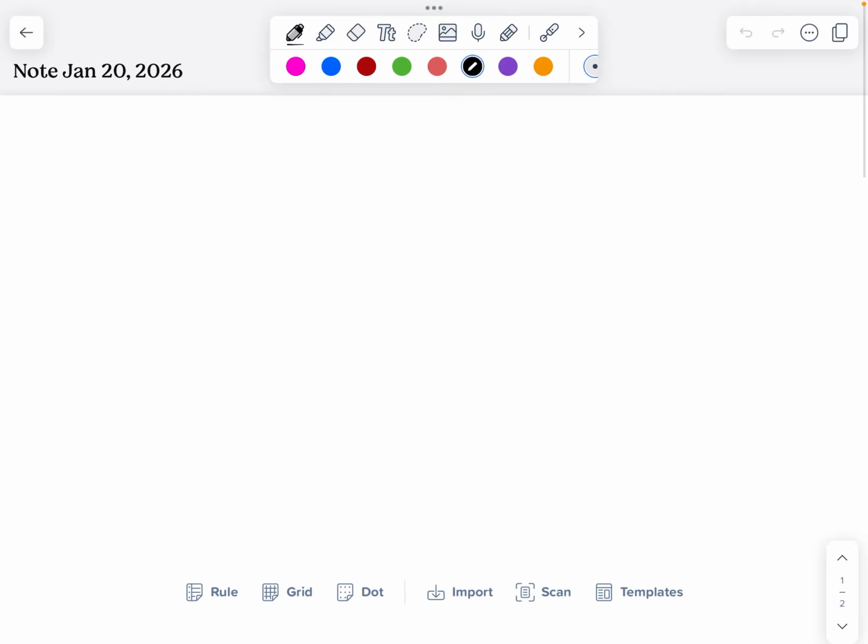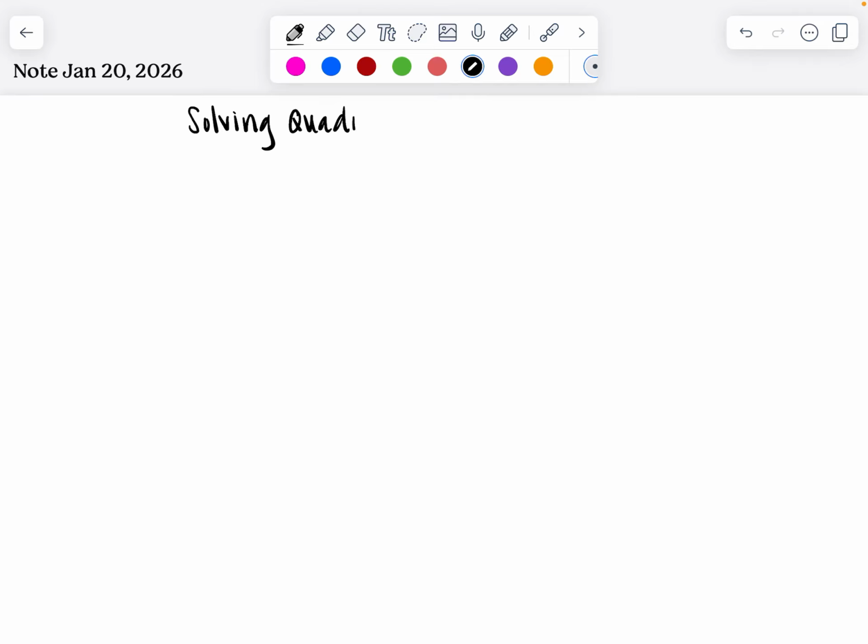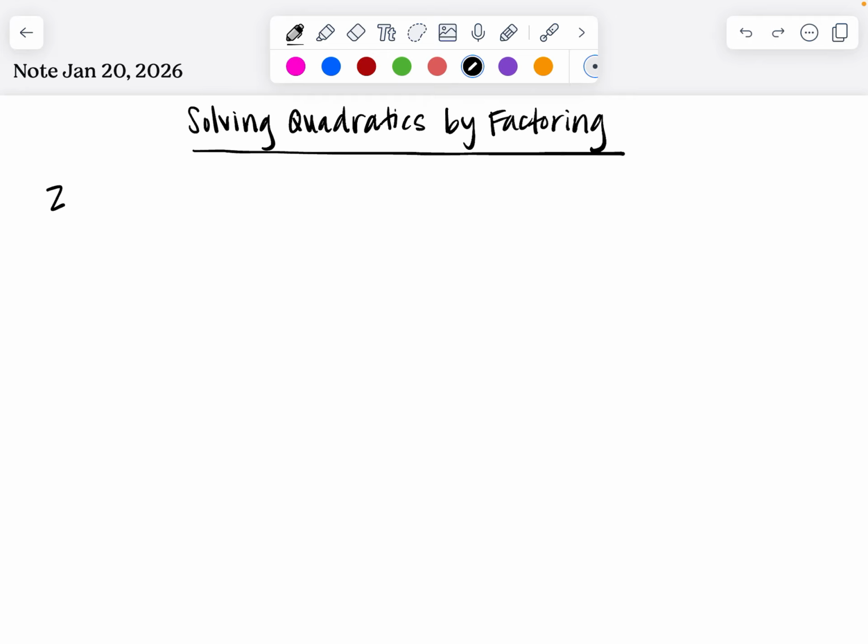Today we'll be solving quadratic equations by factoring. So we spent the entire previous objective factoring quadratic equations, and now we're going to use that to solve them. So we're going to be applying the zero product rule.